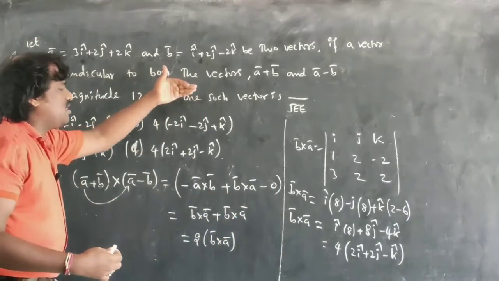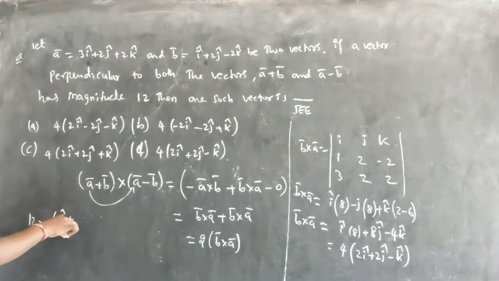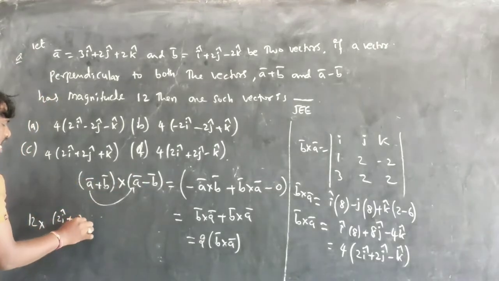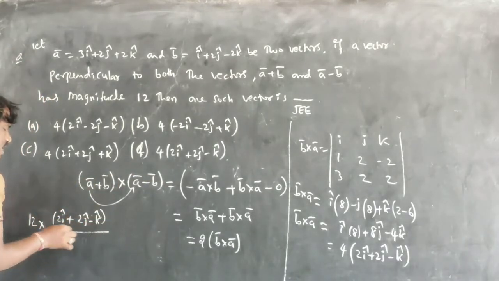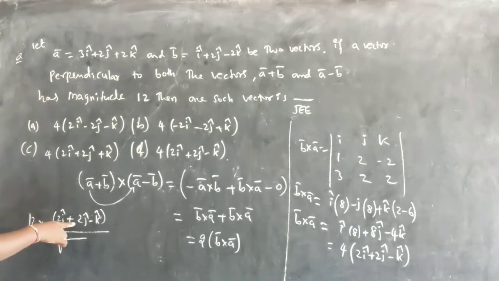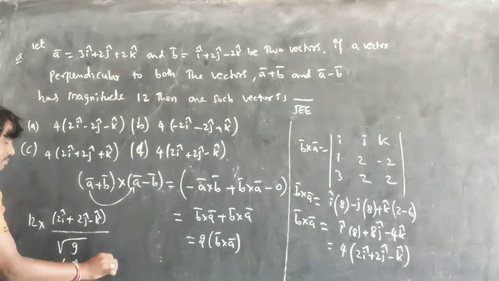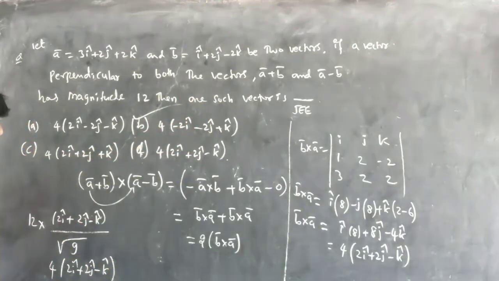So this direction, the vector will be what? You can write it as 2i cap plus 2j cap minus k cap divided by square root of 2 square plus 2 square plus 1 square. That is 4, 4, 4 plus 1, totally it is 9. So the answer will be 12 over square root of 9, which is 3. It can be cancelled, 4 times. The answer is 4 times of 2i cap plus 2j cap minus k cap. So the answer is B. B is the right answer.